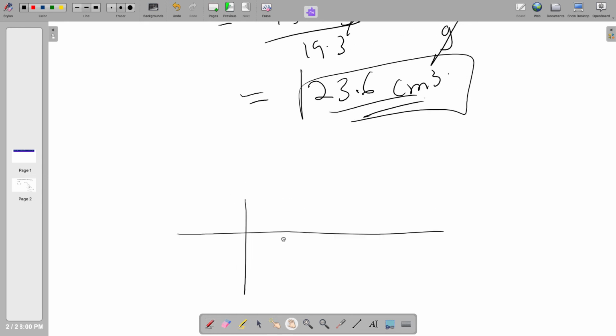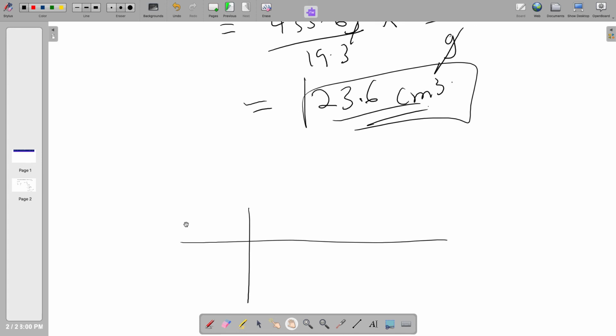So our mass will be 455.6 grams. Okay, and what do we want? This side we'll write what we want. We want our volume in cubic centimeters, so we'll write cubic centimeters. So at the bottom here, what do we write? We write the unit we don't want at the end, the unit that needs to cancel out, and that unit is gram, so we'll write grams here.